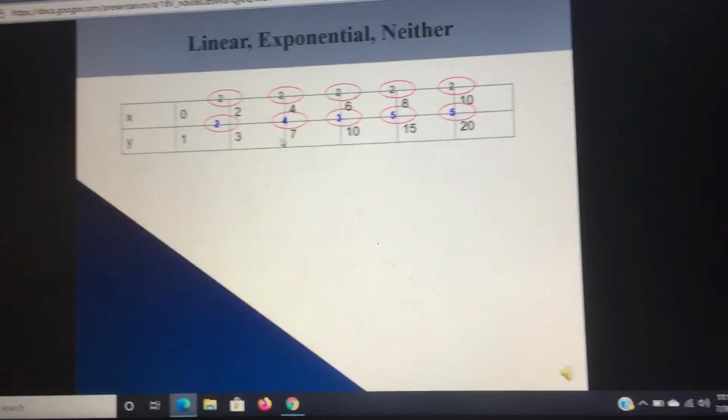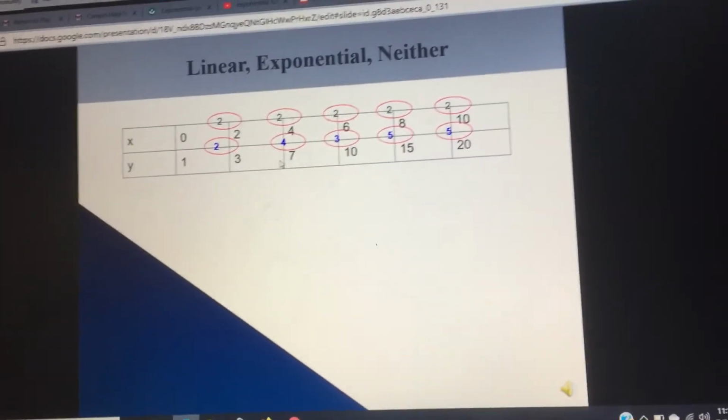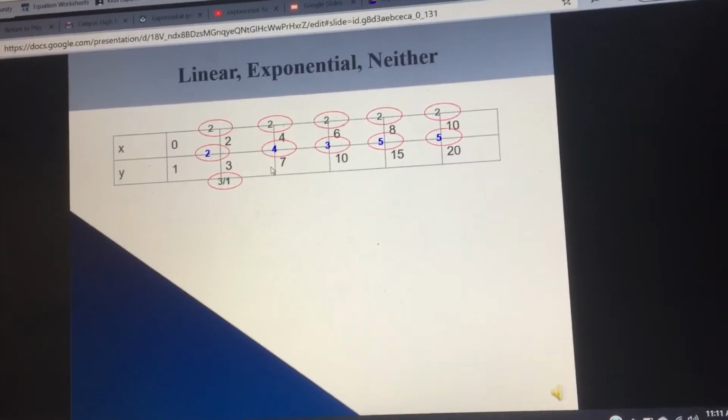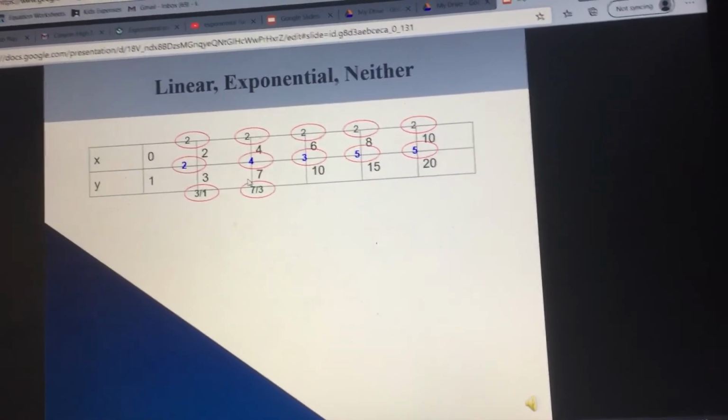Now let's see if there's a constant ratio or factor. So 3 divided by 1, 7 and 3. I don't quite see a pattern there either.